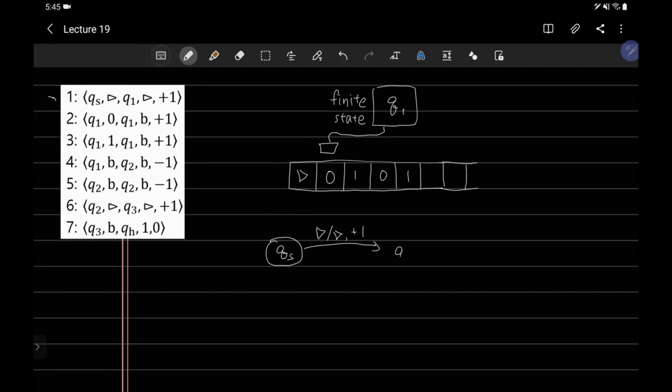And in this case, the new state will become Q sub 1. So this is called a finite state machine.